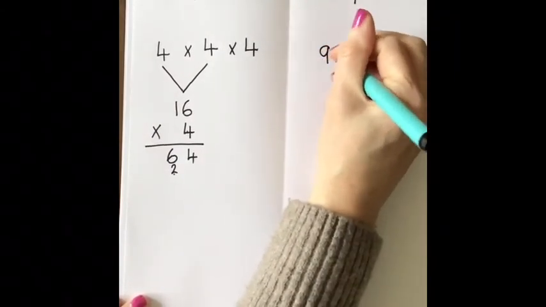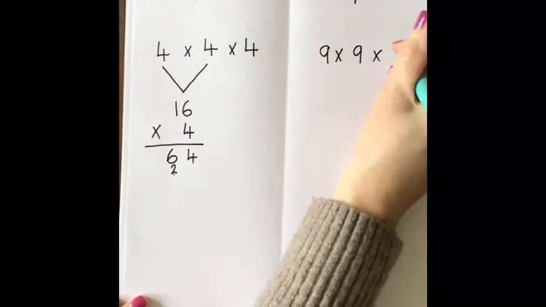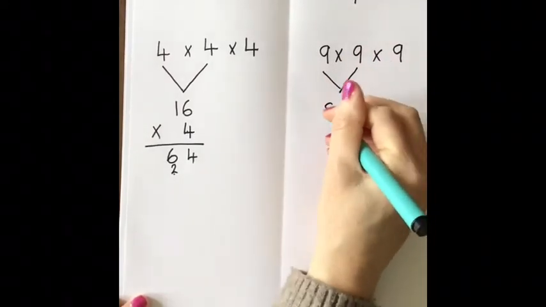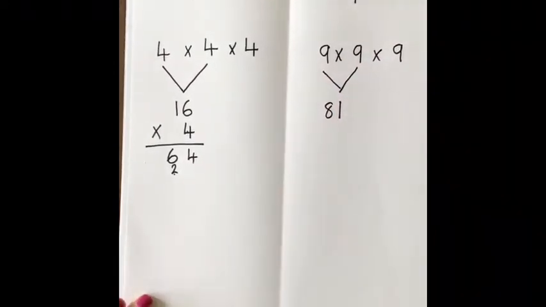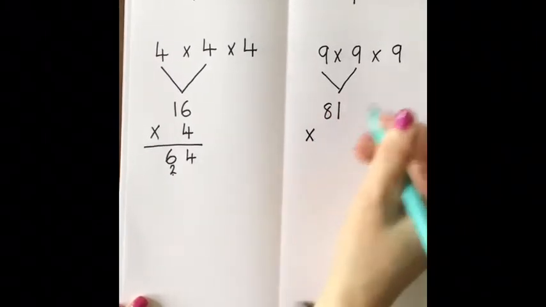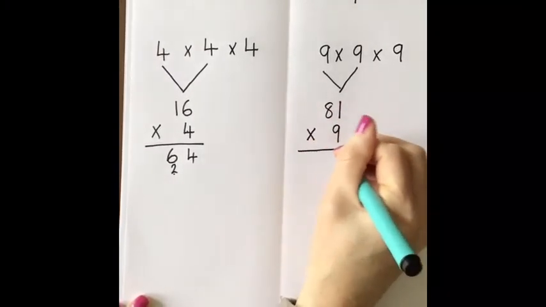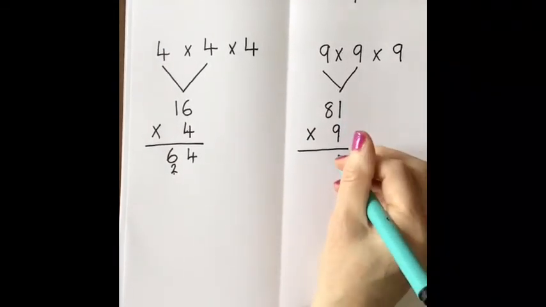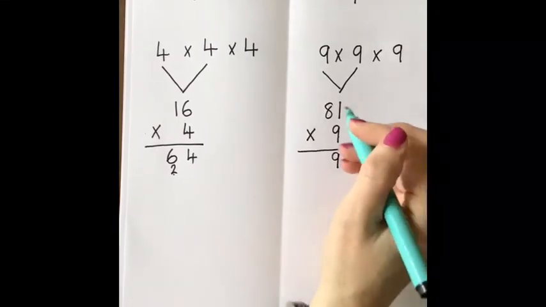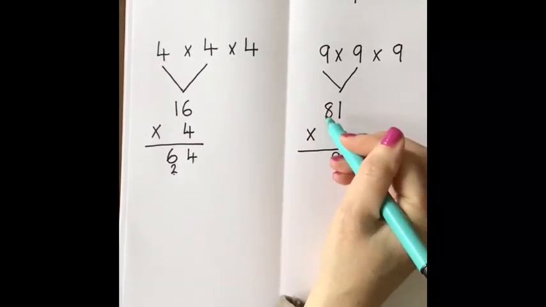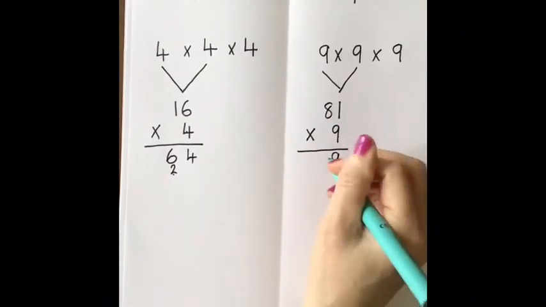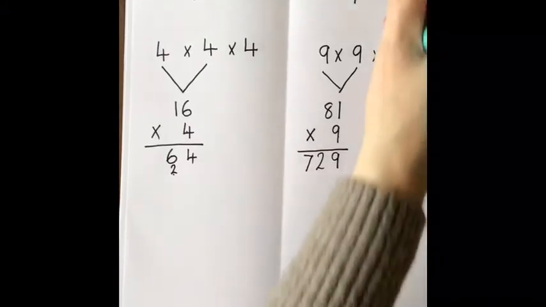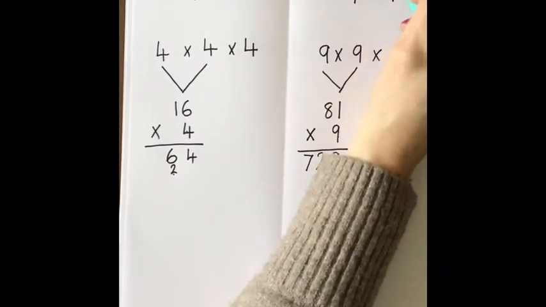So we have 9 times by 9 times by 9. 9 times 9 is 81. We need to times it by 9 again. So this time we do 9 times 1, or 1 times 9, is 9. Next we do 9 times 8, or 8 times 9 is 72. So we end up with 729. 9 cubed is 729.